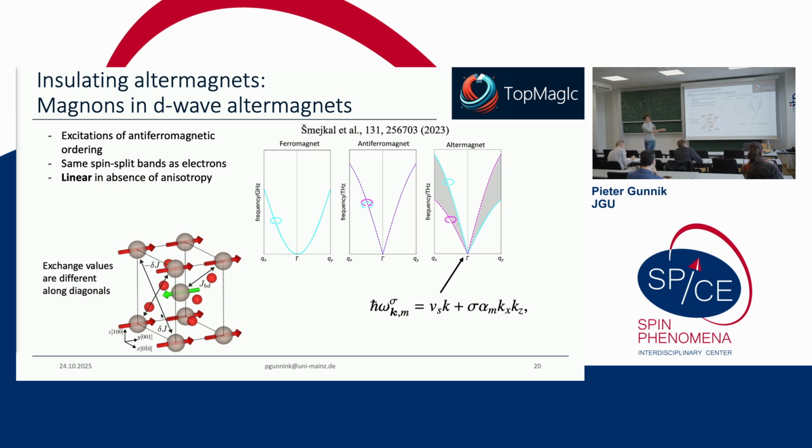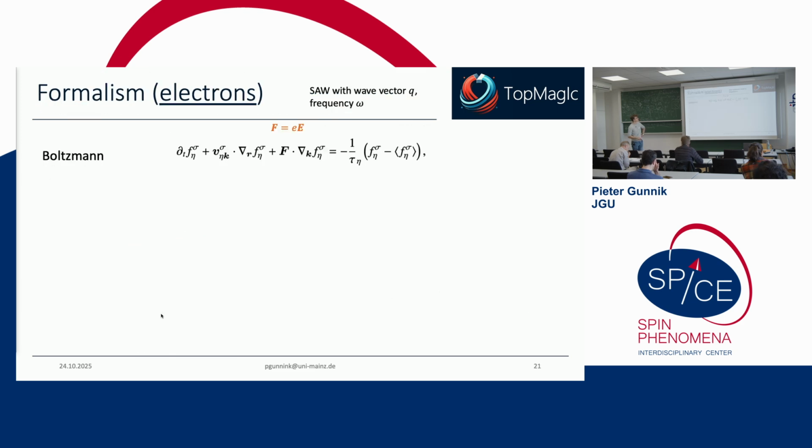And then microscopically, this is related to what I think was also discussed yesterday, the day before, right? That there are exchange values along the diagonals which have different values, and if you put this into a Heisenberg exchange Hamiltonian, you directly get out the magnon dispersion that I show you here. And of course the difficulty is how do we now excite a magnon current and generate this magnon spin splitter effect? And this is where we propose surface acoustic waves may come in handy.